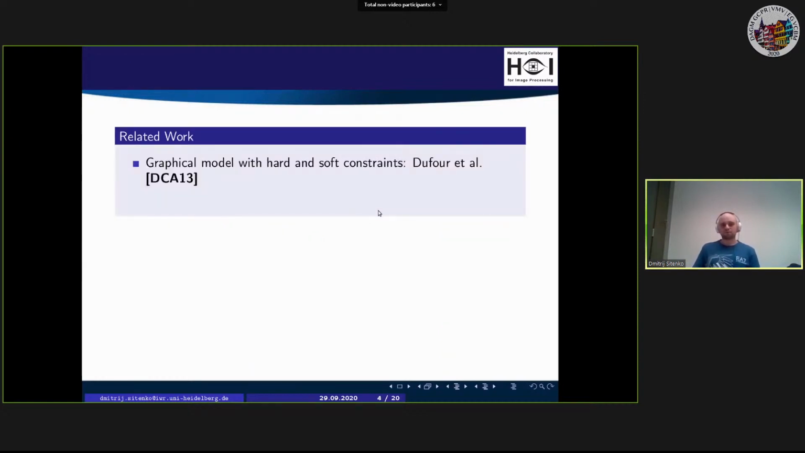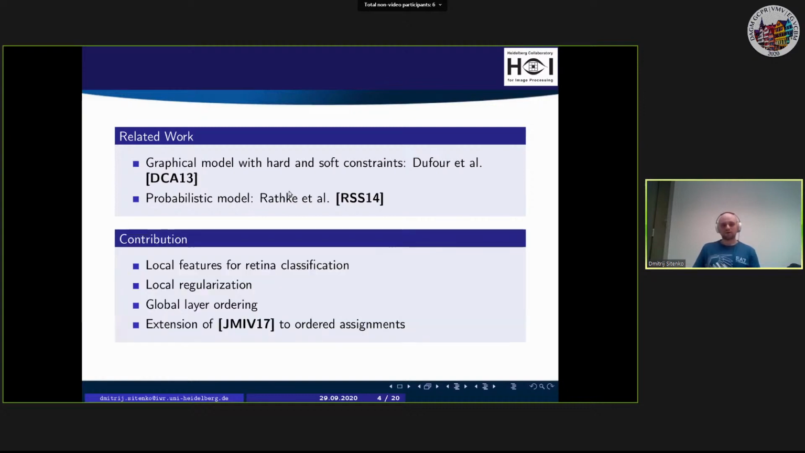The first method was proposed by Dufour et al., which uses a graphical model and incorporates hard and soft constraints for respecting the ordering of human retinal tissues during the segmentation. Another method was proposed by Radke et al., who employs a probabilistic graphical model and models retinal tissue boundaries by using a low-rank Gaussian shape prior. Our contribution in this work is that we use local features for retinal classification. We have a local regularization during the segmentation process. We incorporate only the prior knowledge of biological order of the retinal tissues without using any shape prior. This work is an extension of the method proposed by Freddy Åström and Christoph Schnörr to ordered assignments.